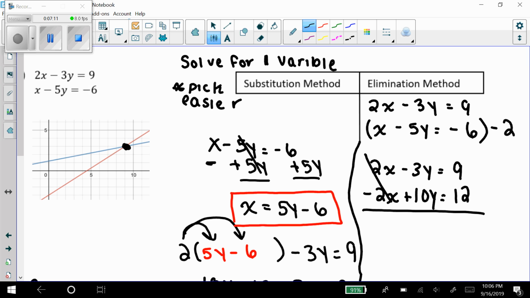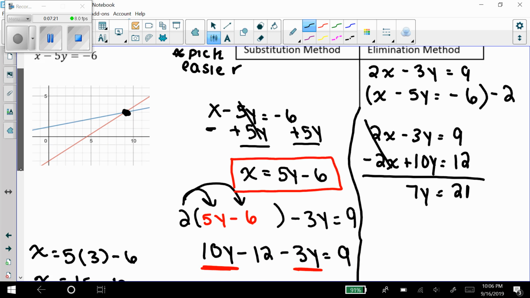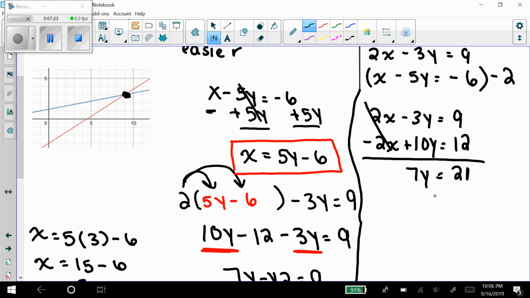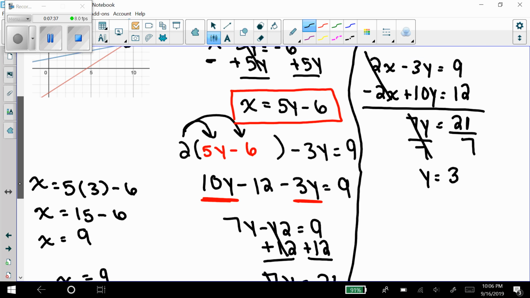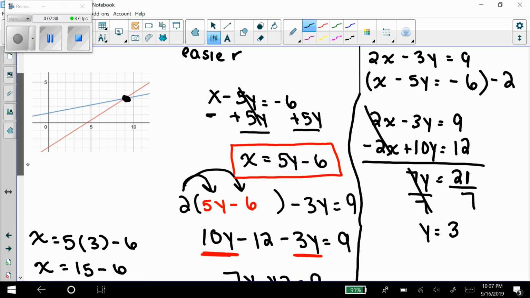Negative 3y and 10y combine to make 7y. And 9 plus 12 gives me 21. So I want to get y by itself. I'm just going to divide both sides by 7. And that gives me y equals 3. Now, I'm not done yet because, again, I'm solving for a point of intersection. I have to use this y value and plug it back in for x.